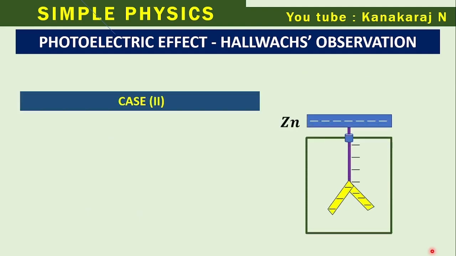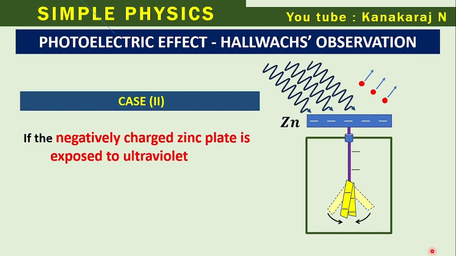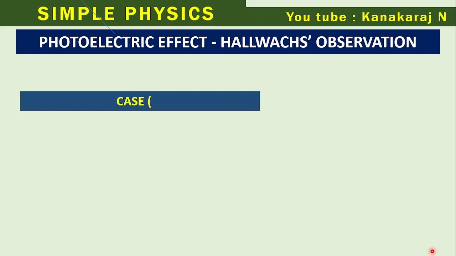Here we have taken a negatively charged electroscope. The zinc plate is exposed to ultraviolet radiation and few particles are emitted. Now the leaves are getting closer, confirming that the negatively charged particles have leaked out. If the negatively charged zinc plate is exposed to ultraviolet light, the leaves will come closer as the charges leak away quickly. So the emitted particles are negatively charged. Let us go for case 3.